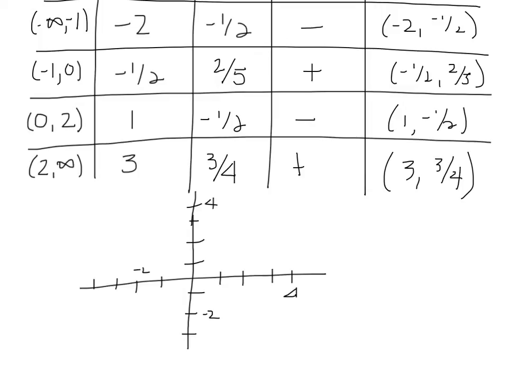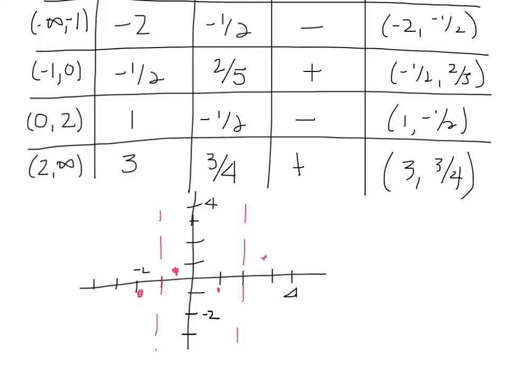Let's do our asymptotes first. So my vertical asymptotes are at x = -1 and x = 2. We know that we have a horizontal asymptote at y equals 0. And now I'm going to go ahead and pick my points. So I have (-2, -1/2), so something down here. Then I have (-1/2, 0.4 or 2/5). Then I have (1, -1/2), and (3, 3/4).